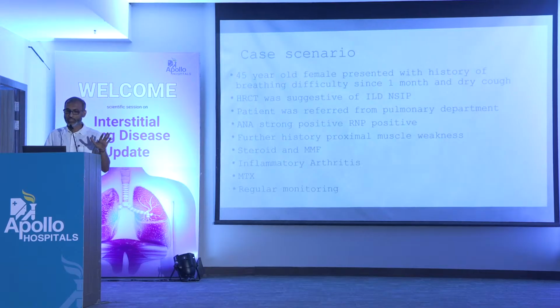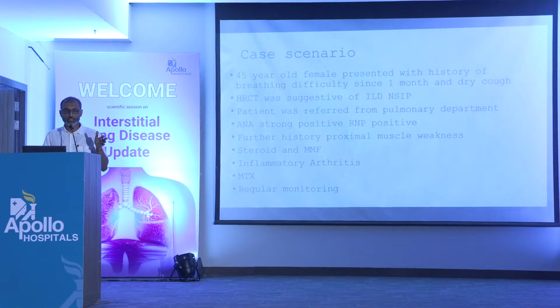So again, just a few slides. A 45-year-old female presented with a history of breathing difficulty since 1 month and dry cough. HRCT suggestive of interstitial lung disease with NSIP. Patient was referred from the pulmonary department. ANA is strong positive with RNP positive. Then there is a further history of proximal muscle weakness. Patient was started on steroid and MMF. After a few months, patient developed inflammatory arthritis and was started on methotrexate, and there is regular monitoring.